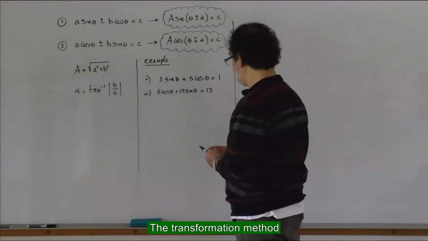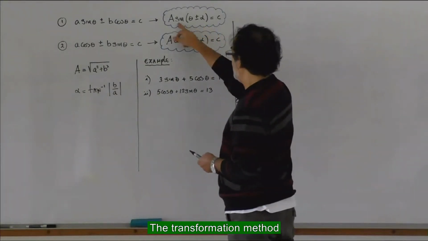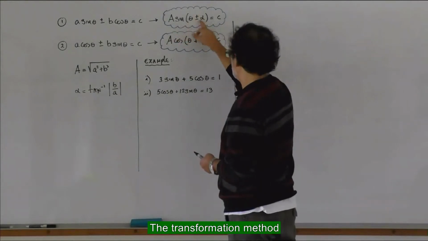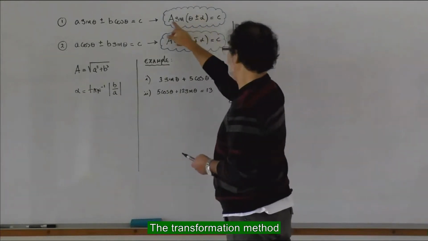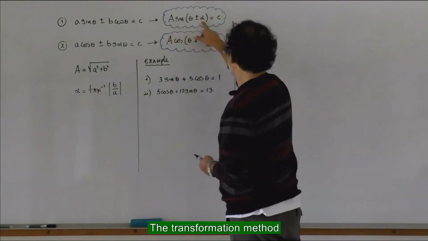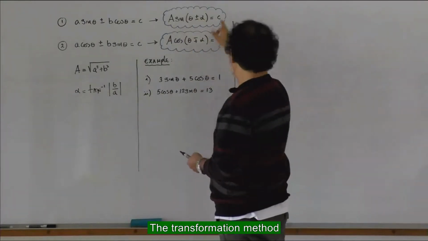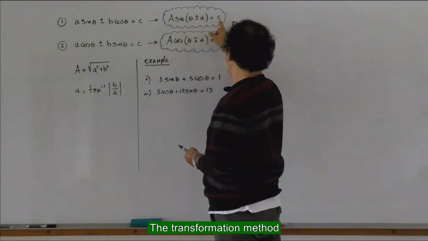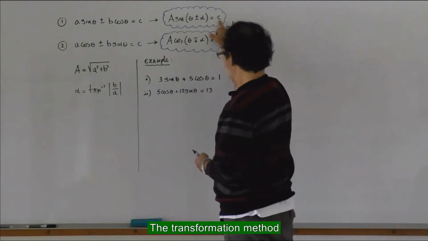Now in here we have a sine of theta plus or minus alpha. That means that there are two things that we need to find. We need to find some expression for A, and we need to find another expression for alpha. C is coming from here, so we don't need to find anything about C. C is a constant, and that is given.